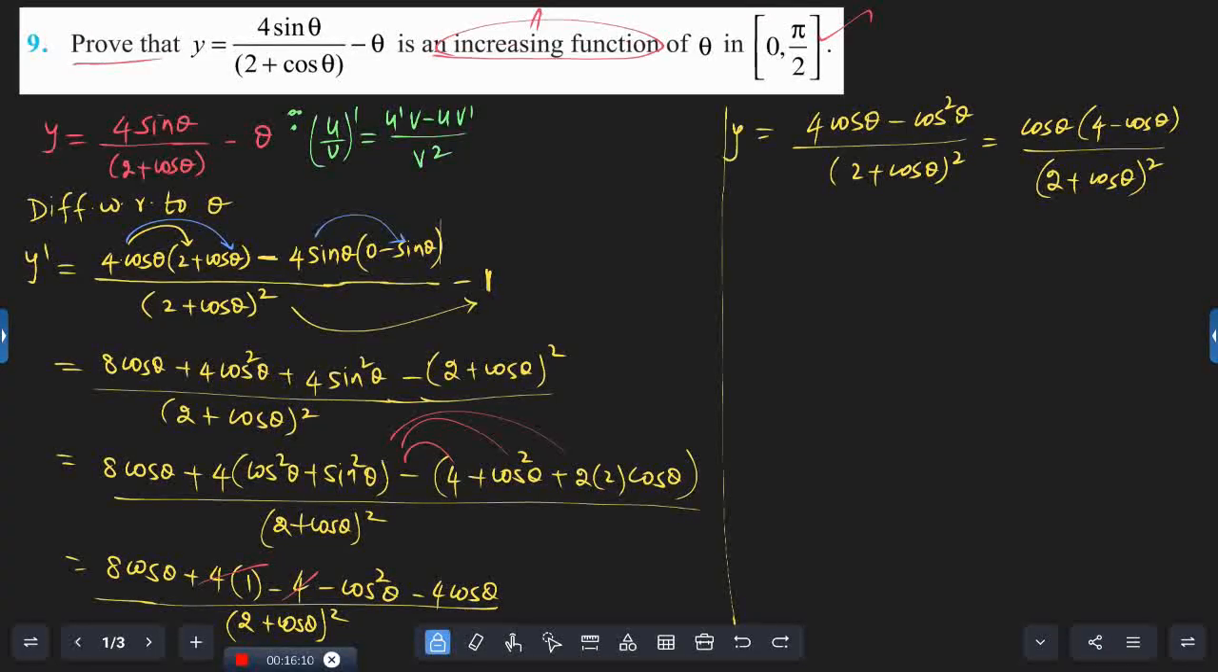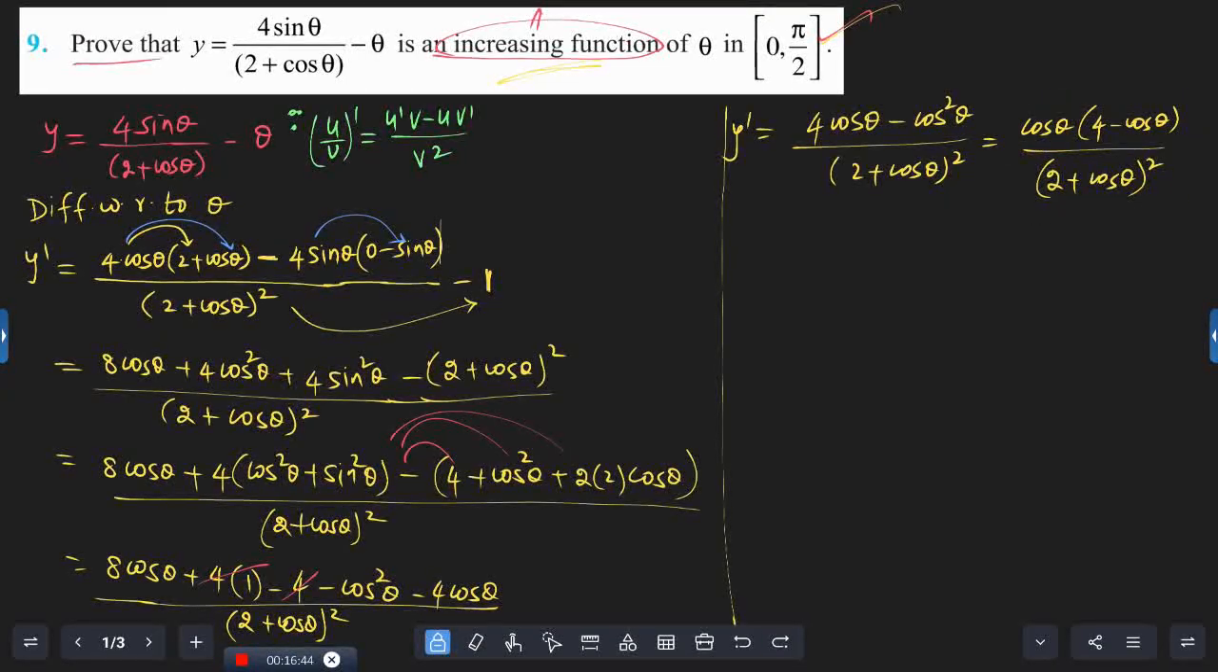This is our y dash. Now we have to say where it is increasing, that is, y dash is positive, in the interval 0 to pi by 2. I'm going to do it step by step here. First, cos theta, and 4 minus cos theta, plus or minus? The denominator is always positive because we have a square, and a square is always positive. So we don't need to worry about the denominator; only the numerator we have to check.